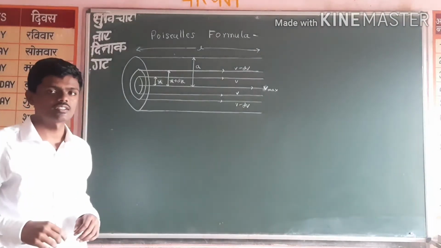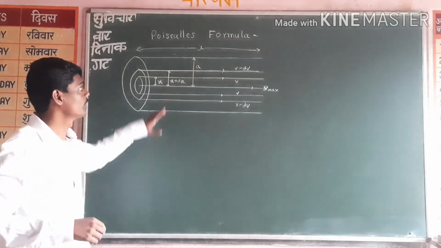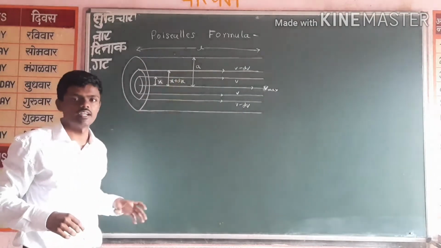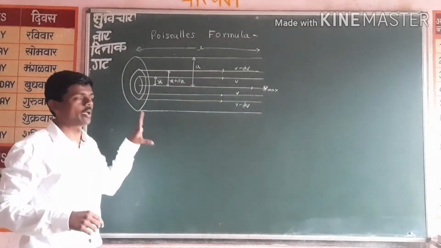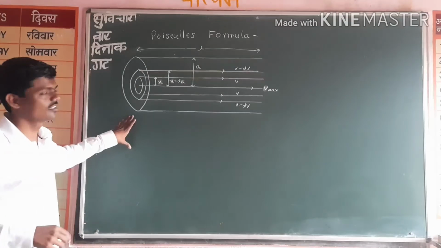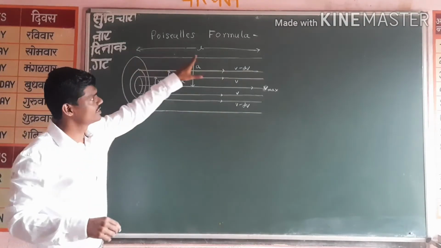Hello students, in the last lecture we have seen viscosity and the coefficient of viscosity. Now today our topic is Poiseuille's formula. It is a rate equation, so it gives the rate of flow of a liquid through a capillary tube. Now consider this capillary. Here the capillary's length is L.